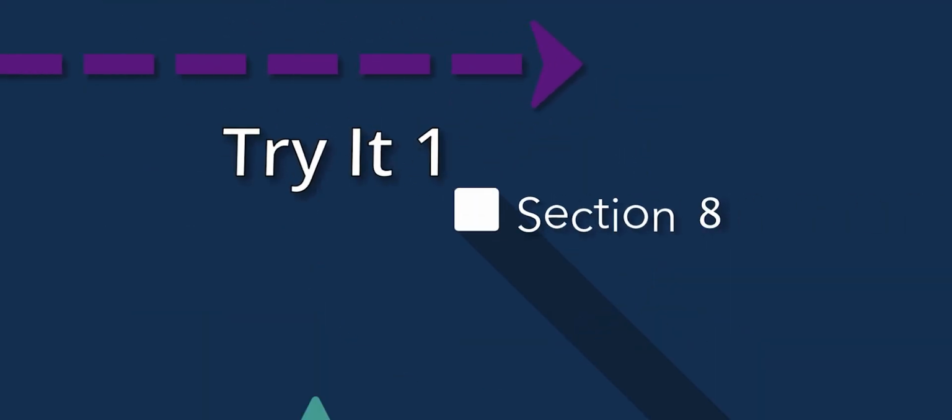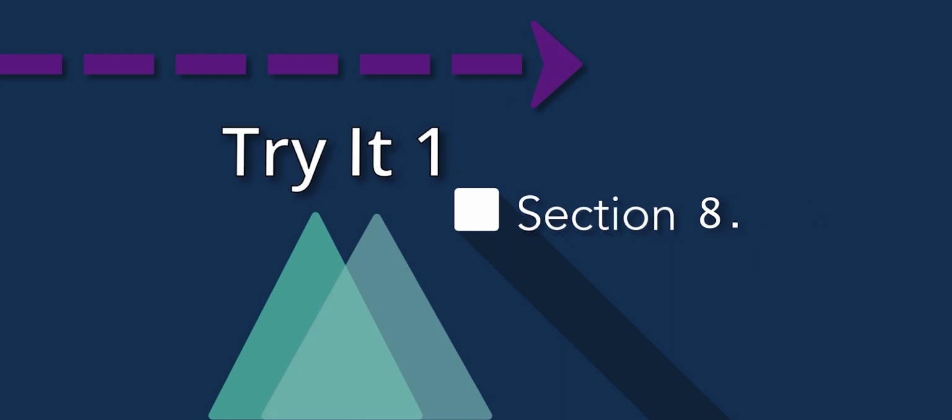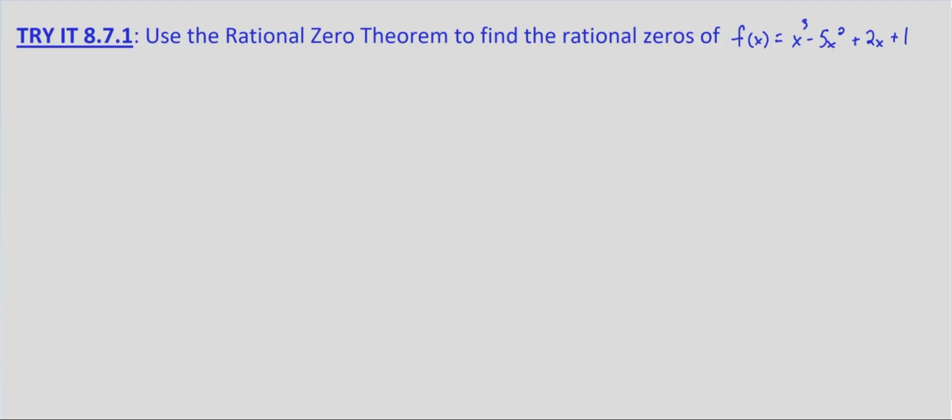So now we're looking at the rational zero theorem, which, if you remember, means that the possible rational zeros of a polynomial are p over q, where p is a factor of the constant, and q is a factor of the leading coefficient.